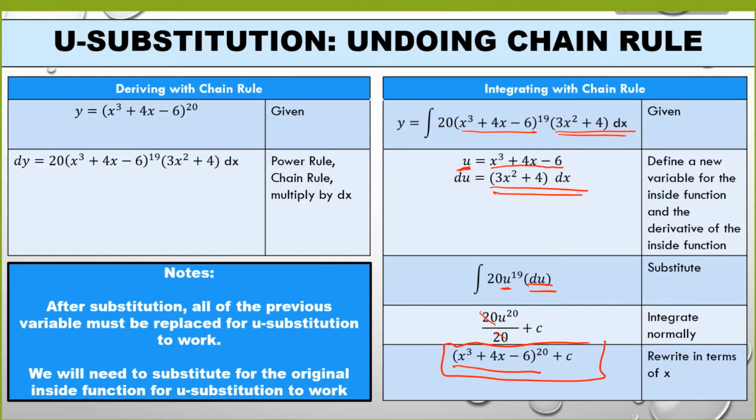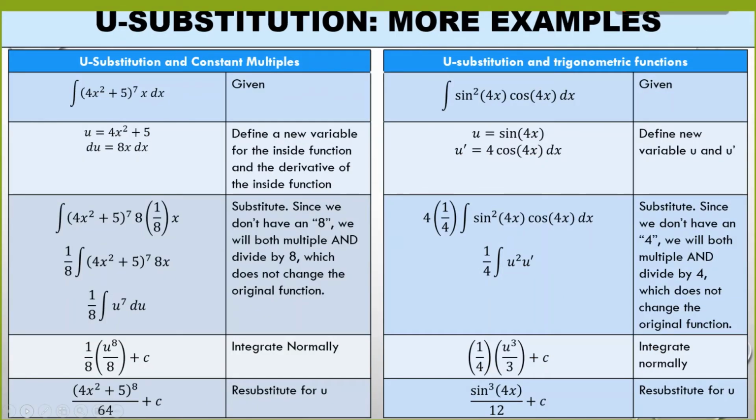Okay, so I'm going to try another example. It's possible that we'll have constant multiples as well. So I'm starting here on the left. I'm given an already derived function we want to work backwards from: 4x squared plus 5, raised to the 7th power, times x dx. My inside part of this function, what I'm raising to that large power, is 4x squared plus 5.